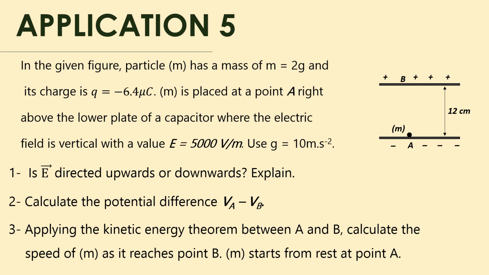So we are given a capacitor with A and B plates being charged, and the charges are shown. First question: is the electric field E directed upwards or downwards? Calculate the potential difference VA minus VB. Apply the kinetic energy theorem between A and B to calculate the speed of M as it reaches point B. So part 3 is a direct application of the kinetic energy theorem, but applied with an electric force here.